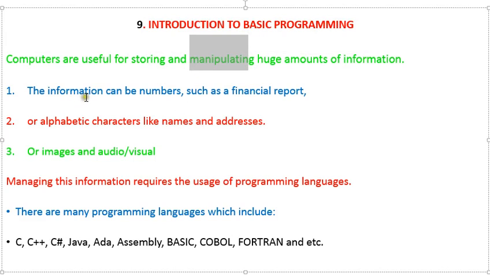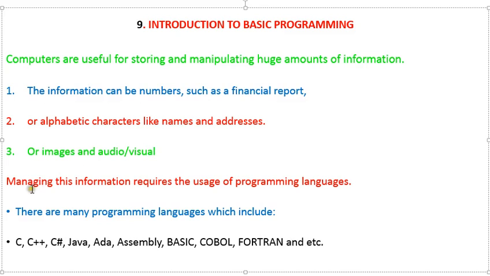So that information that we can store as data can be numbers, such as financial reports. You have so many million in the bank, in the company, like that. And the data can be alphabetic in nature: A's and B's, A, B, C, small letters, capital letters, like the names of people and addresses, they all use alphabets. And also the data sometimes can be in the form of an image, sometimes it can be audio, that is a sound, and sometimes it can be visual, that is a picture image.